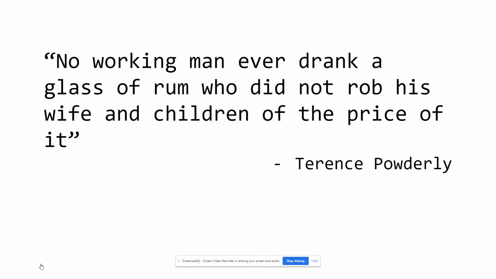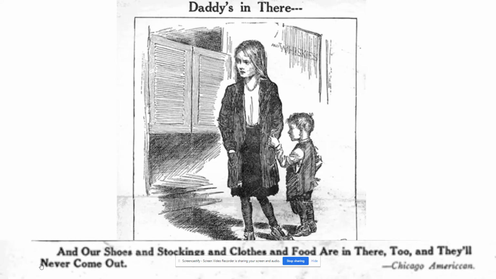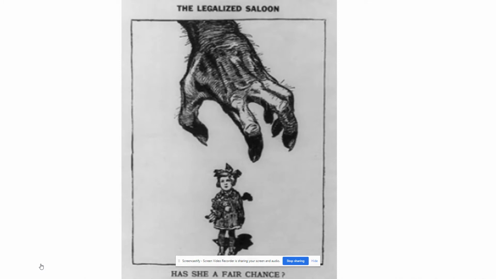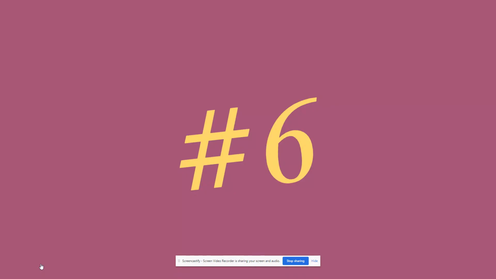No working man ever drank a glass of rum who did not rob his wife and children of the price of it. So again, a zero-sum game here. You drink, you hurt your family, and people were drinking. Here's a cartoon showing family outside the saloon. Daddy's in there, along with any money that would have paid for shoes, stockings, clothes, our food. Very sad situation. Here's another ad, a temperance movement ad. This child has no chance if people are drinking. The saloons are killing the children.